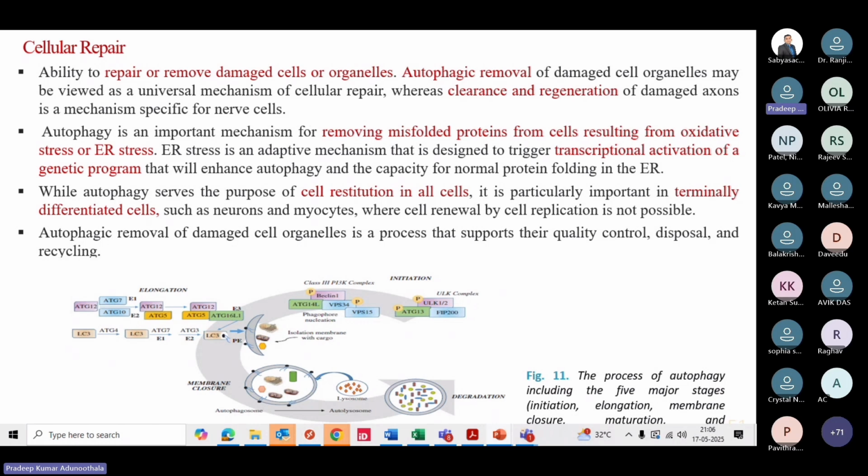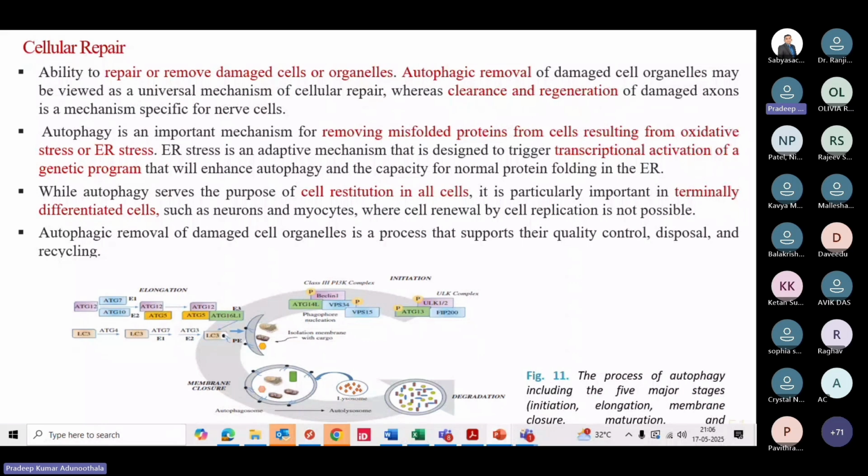In the initiation stage, ULK complex 1 and 2 bind to the ATG proteins and initiate the autophagy process. In the elongation, all these proteins bind, and the membrane gets elongated, and after engulfing all the organelles into it, the membrane gets closed, and after that it degrades the cell organelles inside the cell. This is autophagy.